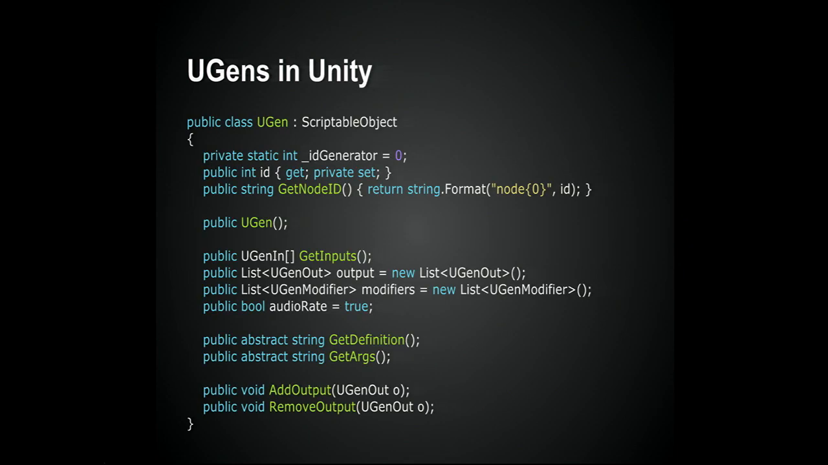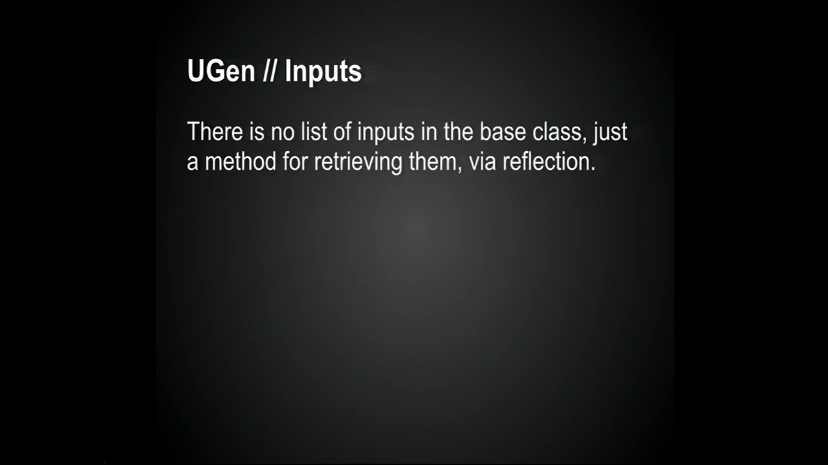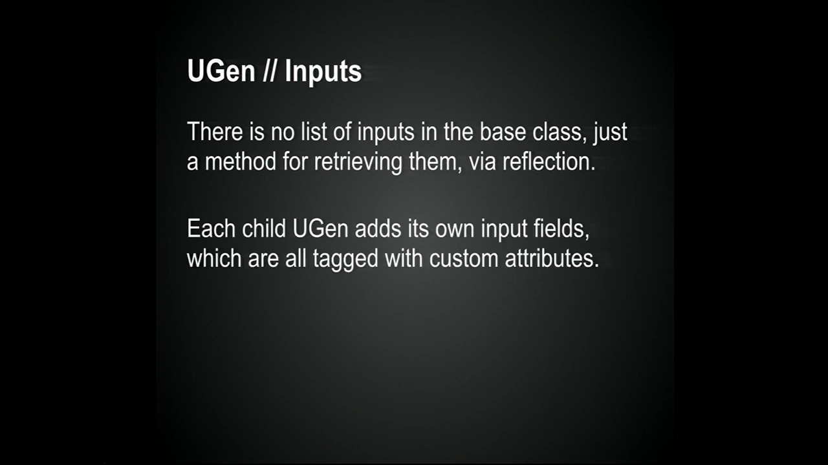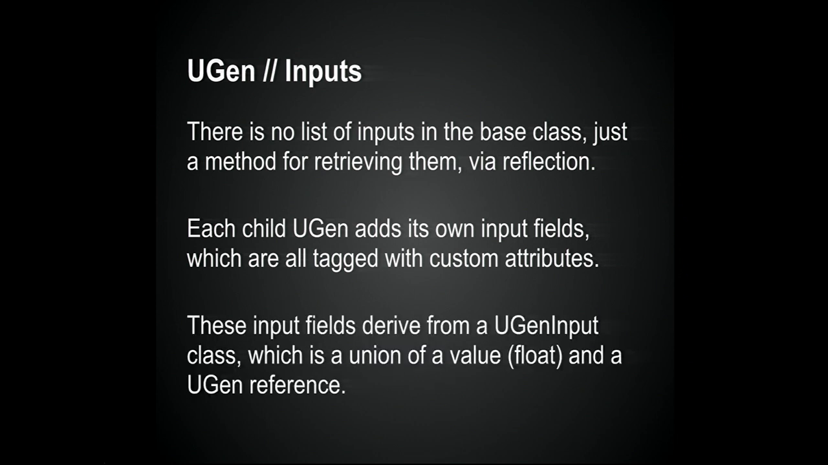You'll notice in this last slide that there's no inputs. There's no frequency, phase, multiplier, addition, and that's because every derived unit generator adds those itself, and it uses some custom attributes so that the editor knows how to pull data from that. I don't want to get too much into reflection because it's kind of a deep topic, but you can look at more about reflection and custom attributes if you like. And all these input fields can be either a float or reference another unit generator in the graph. And so because of that, I had to make a custom class for UGen inputs.